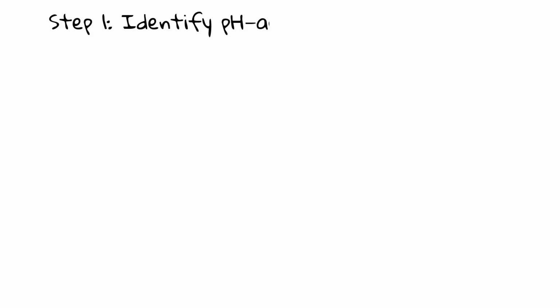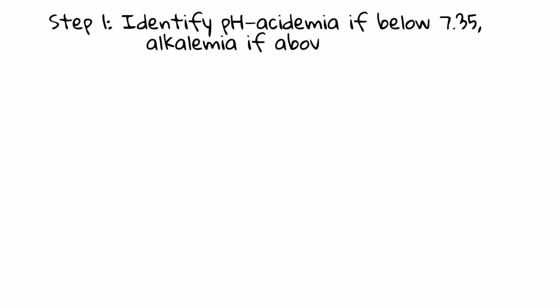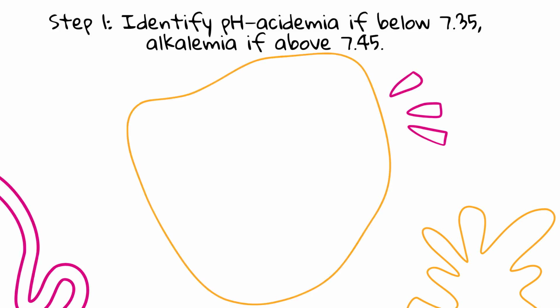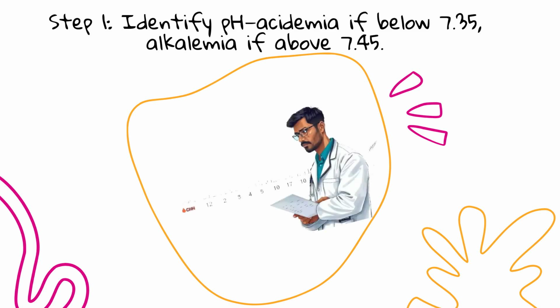Step 1. Identify the pH. If it's below 7.35, that indicates acidemia, and if it's above 7.45, that indicates alkalemia.